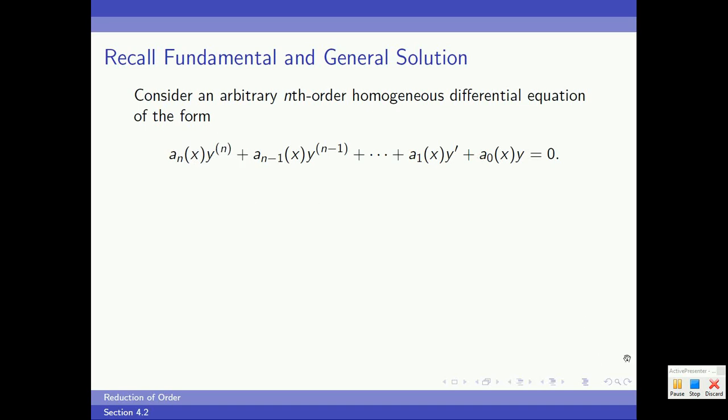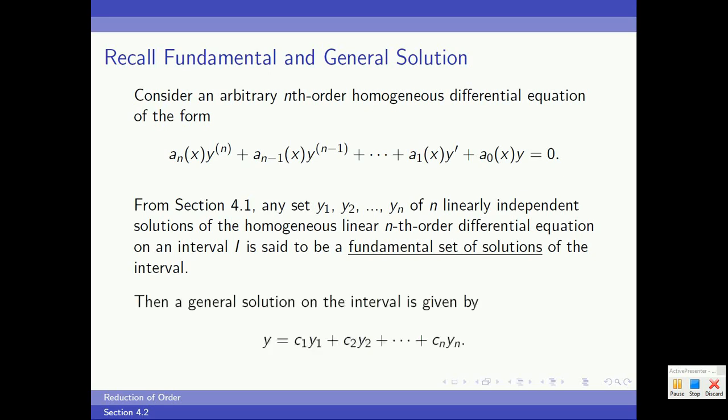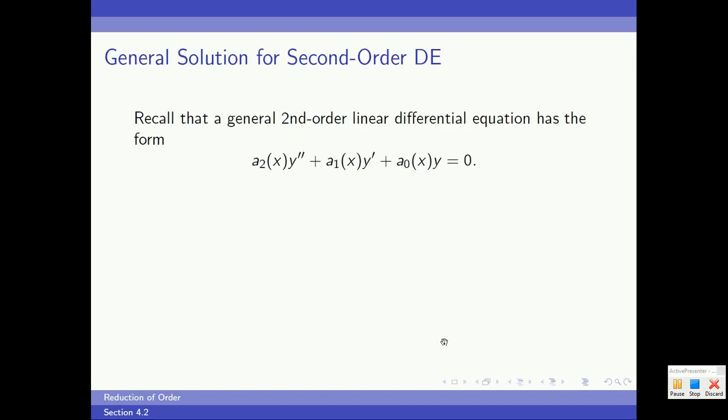So what we said in section 4.1 is that if you have n different solutions to this differential equation, and they're linearly independent, they form what's called a fundamental set of solutions. What we talked about in class was that if you have a fundamental set of solutions, then you can find the general solution as just a linear combination of these. So basically, if y1, y2, all the way up to yn are n linearly independent solutions, then your general solution is just some constant times your y1 plus a constant times your y2, where these c's are arbitrary constants.